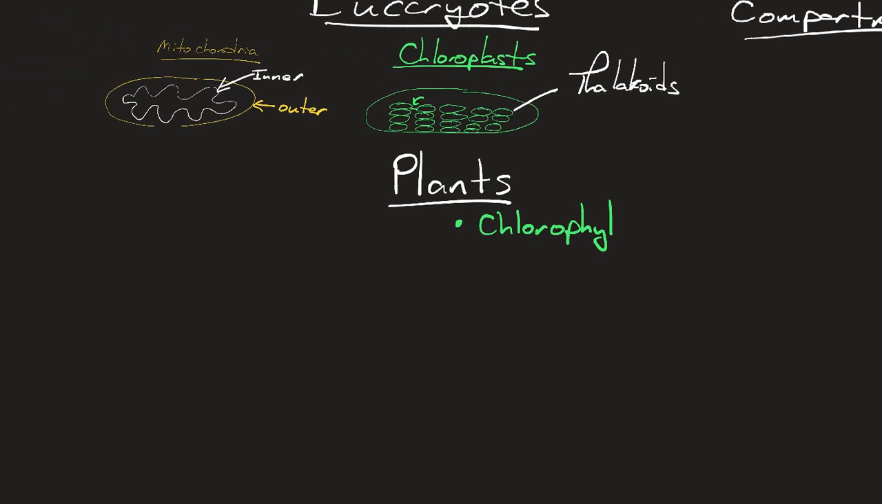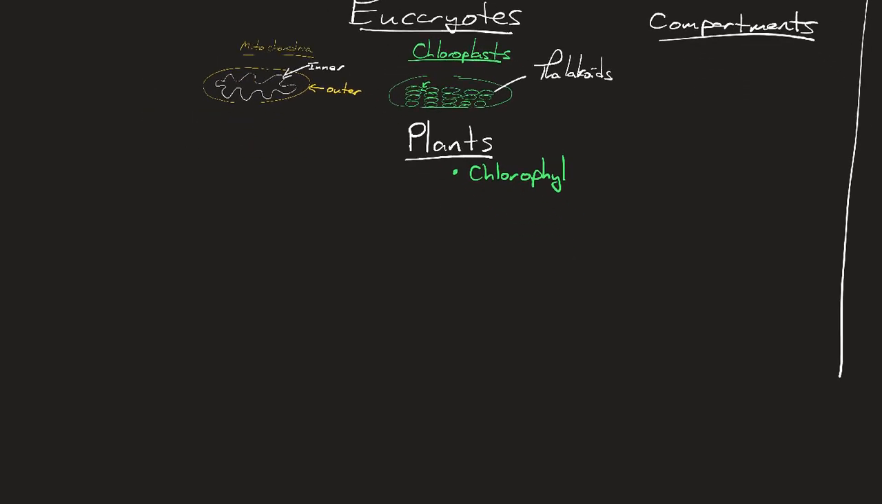If I shine a green light on a plant, only green light, will it grow? No. Why not? Because it can't absorb it. Because this light is the energy required by plants. Okay, so understand that. Chlorophyll absorbs all the light except green.